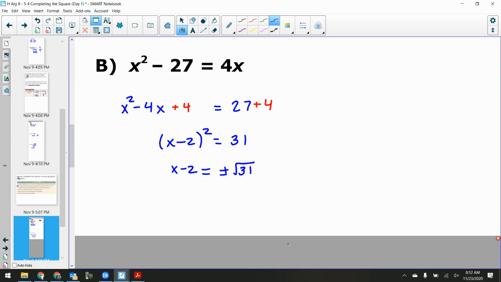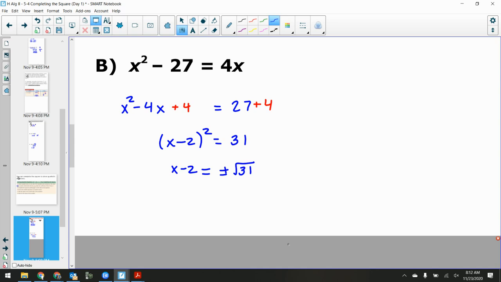I get x minus 2 is equal to plus or minus the square root of 31. Can I even reduce down the square root of 31? No. 31 is prime. I can't do anything to it. It stays there as it is.